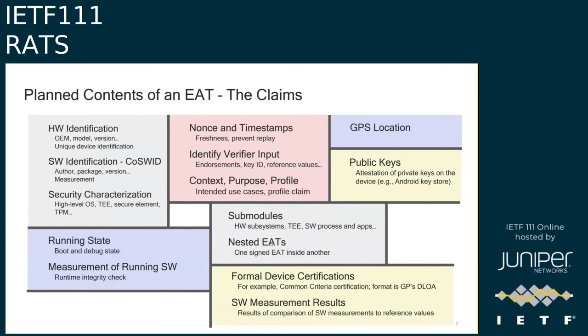So here's my overview of the planned contents of an EAT, the claims. This is adjusted from last IETF, and I added the bottom right corner, which is some claims about certifications, like common criteria certifications achieved by the attestation targets, and some claims that describe the results of a software measurement, like did the reference values actually complete. So those are particularly attestation results oriented claims that go to the relying party that I've added. That's the main difference, because I think that's an important thing, and I'll have more discussion on Thursday.